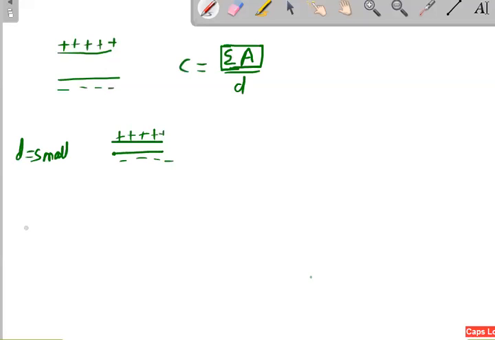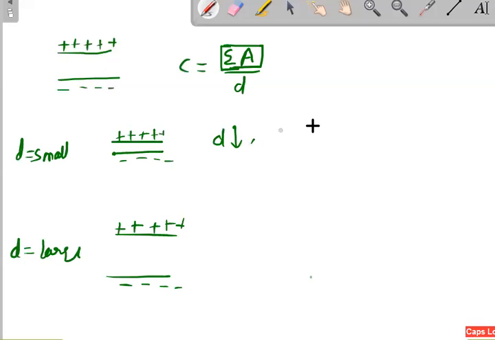Okay, if D is large, my plate will be like this. Then what is actually happening? According to the formula, if D decreases, C will increase. Once C increases, Q increases. It looks strange because you are decreasing the distance, but your charge is increasing. Here, if D is increasing, C is decreasing, so your charge is decreasing.